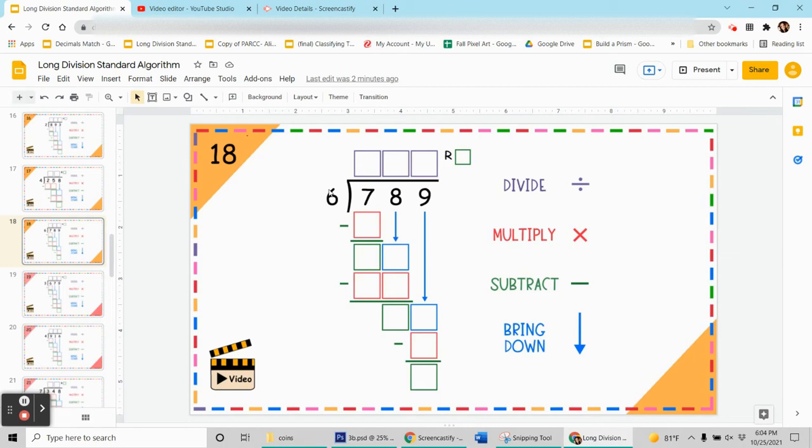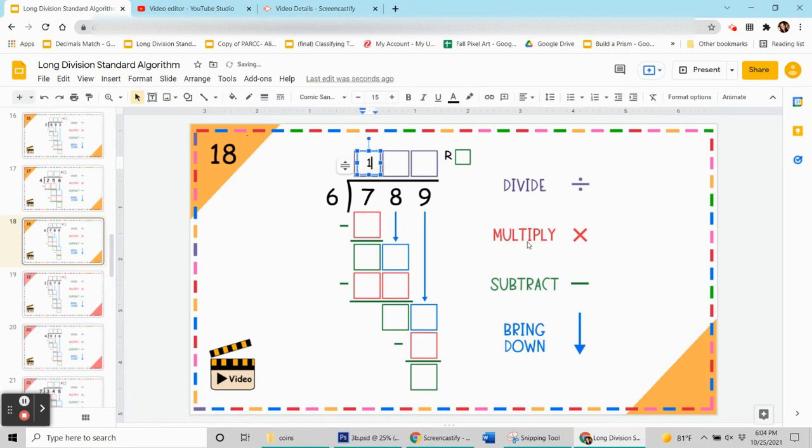In other words, how many 6s can fit into 7? So if I had 7 rectangles, how many groups of 6 can I make? I can only make one because 2 6s would be 12, and we only have 7 to work with. So 6 can go into 7 one time.